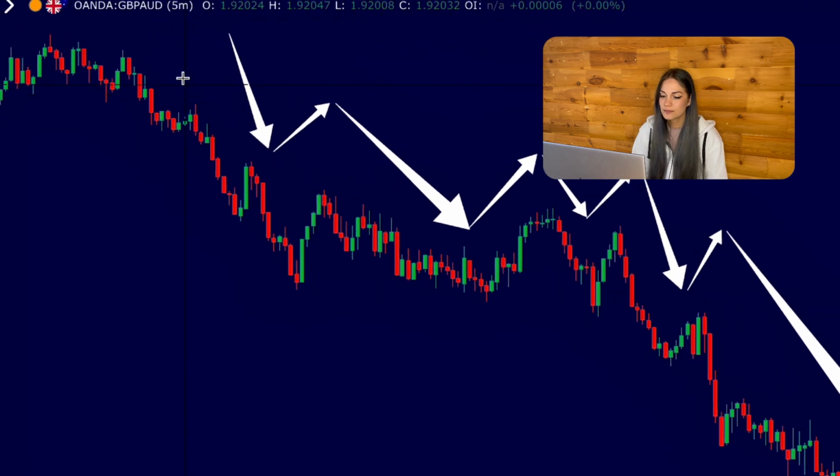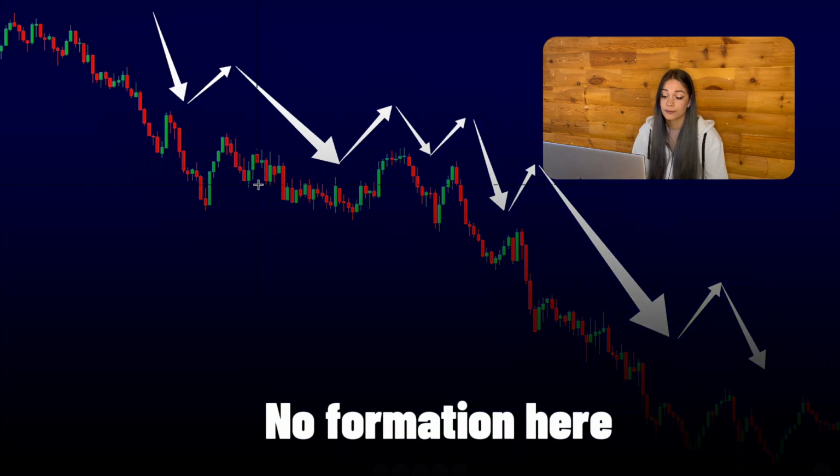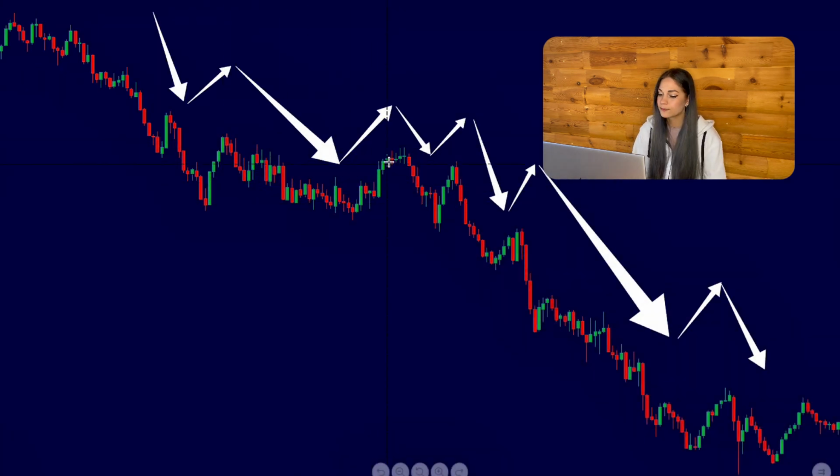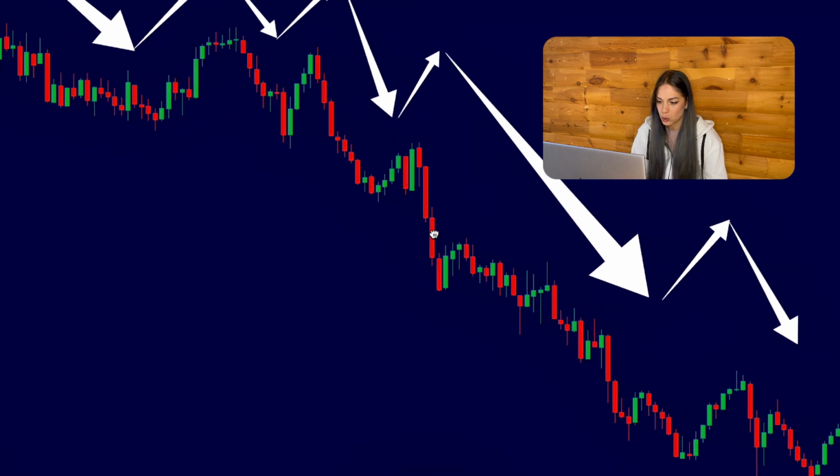Let's look. Right here, we see the beginning of the trend. Here we see the first pullback. There is no formation there, we ignore this. Moving forward, we see that after the price going up, there are 3 candlesticks. Again, no formation here. We're moving forward to this place right here. Let's look at it closer.